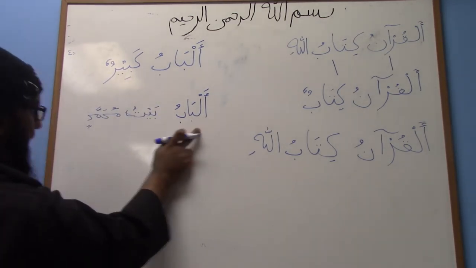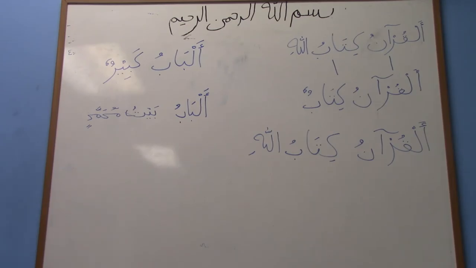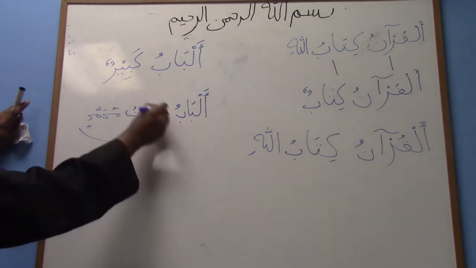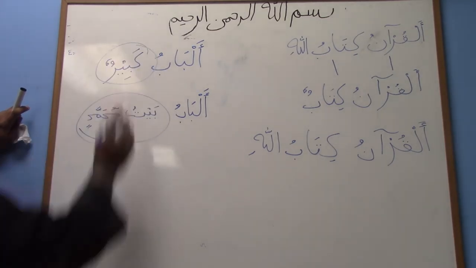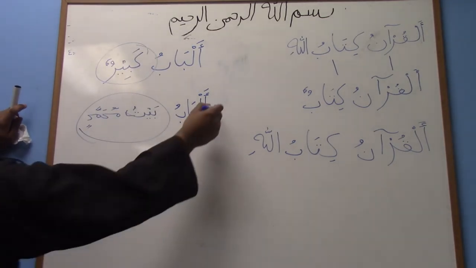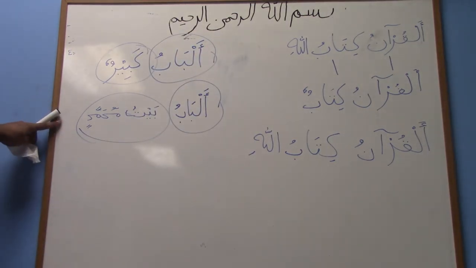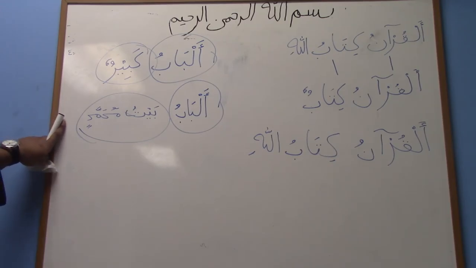So you say al-babu baytu Muhammadin. Alright? So this is a subject, and this is a predicate. Now the predicate becomes two words instead of one word. Okay? But the subject remains the same. The predicate gets a little bigger. All right? That's basically it for that.